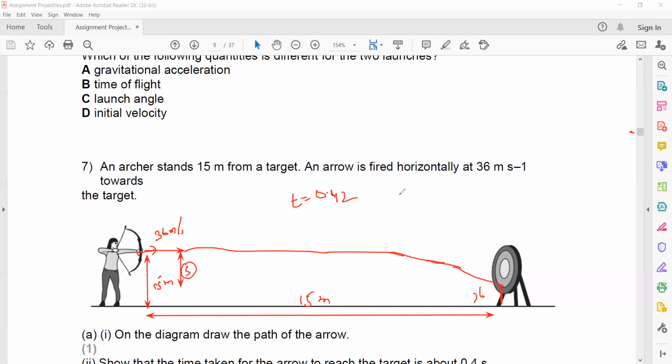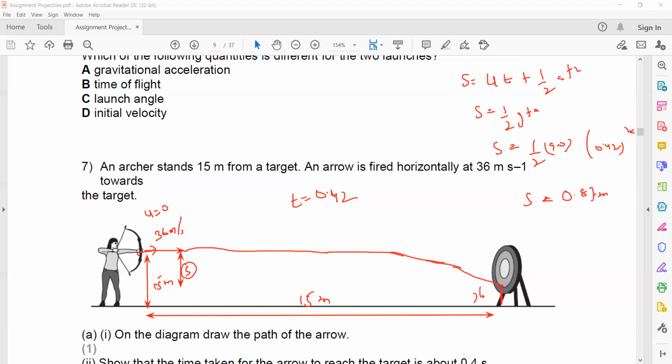So how can we find the vertical distance? We have the time. Initial velocity is 0, so we have the formula S is equal to ut plus half at squared. Initial vertical velocity is 0, so this whole factor will be 0, so S is equal to 1 by 2 g t squared, and time was 0.42. So S is equal to 1 by 2 into 9.8 into 0.42 squared. So the vertical distance is 0.87 meter, that is the distance fallen by this arrow.